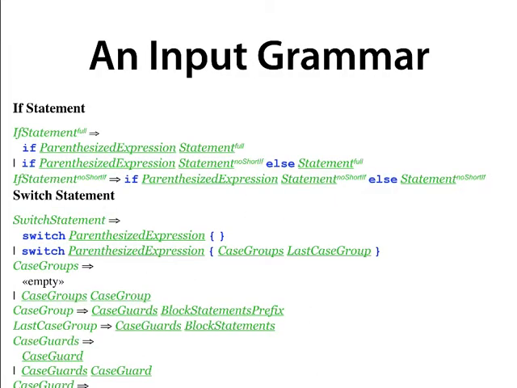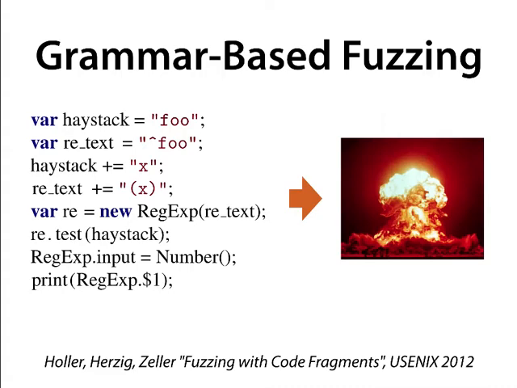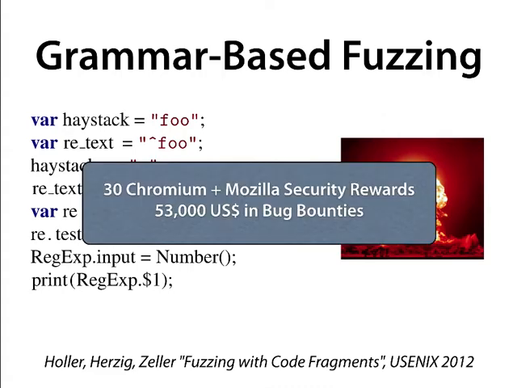However, if you know about the structure of the input, you may be able to create inputs that are not so easily refused. The rules that describe such a structure are called grammars. In 2012, we would use such a grammar for JavaScript, like the one shown here, to systematically fuzz JavaScript interpreters in common web browsers. This brought a lot of crashes, a lot of bugs, and a lot of money too.